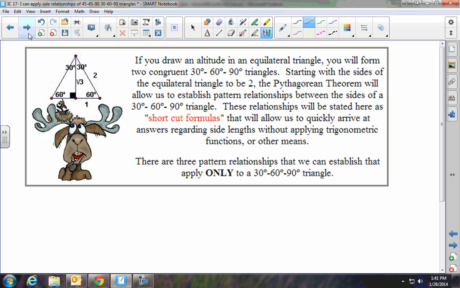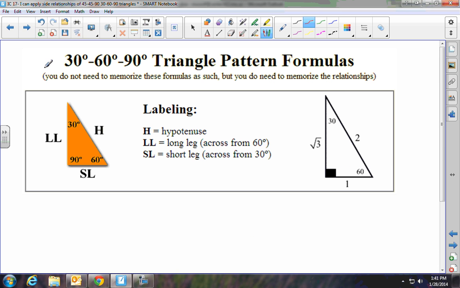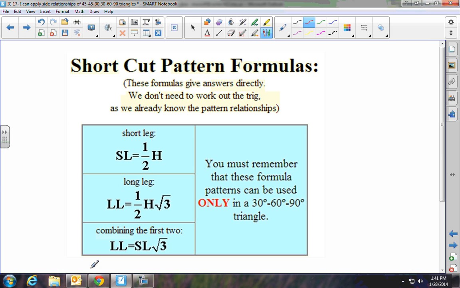All right, let's skip forward and look here at a couple examples. So this is basically what we all just said. We identify the sides as hypotenuse, long leg, and short leg. And those are easy to find. You'll remember that the hypotenuse is across from the right angle. The short leg will be across from the smallest angle, and the long leg will be across from the 60-degree angle. All right? And these are the shortcuts we just learned.